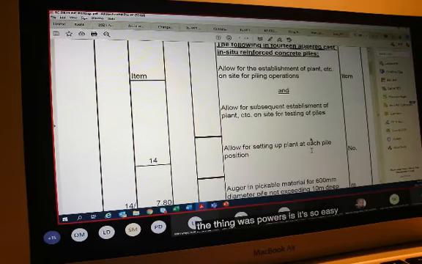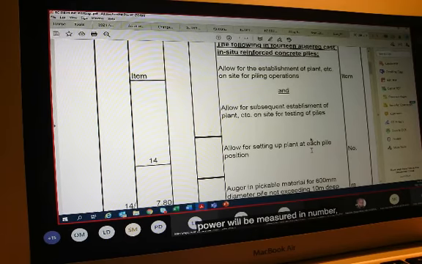Allow for setting up of plant at each pile position. Now, setting up, clause 4 on page 20 in the standard system says, and guys, the thing with piles is it's so easy because you just follow what the standard system says, and then at this stage, substitute the quantities or the lengths that we need to determine in this regard.